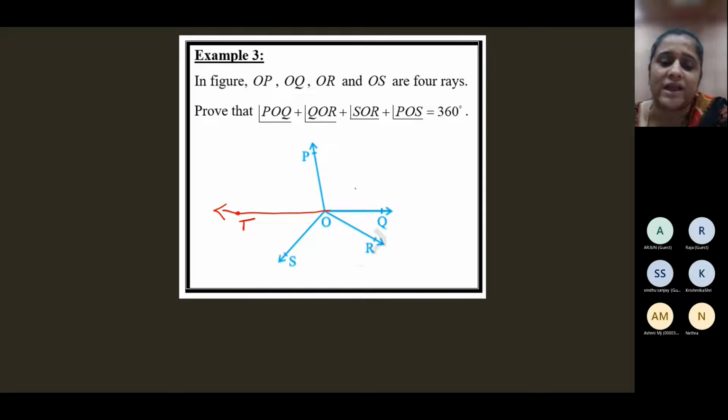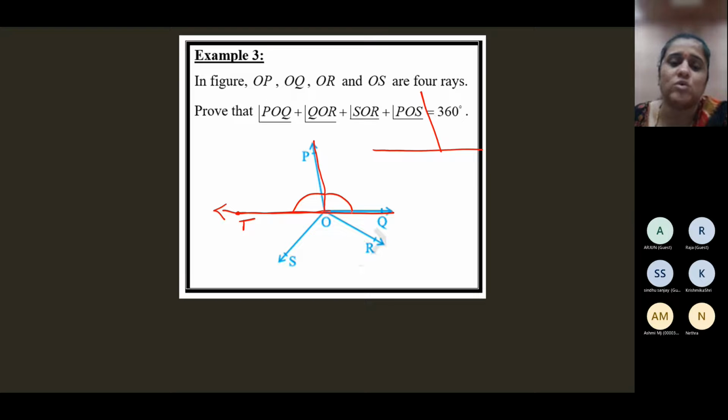Now TOQ is a straight line and ray OP stands on it. So the sum of these two angles is equal to 180 degrees, because we know that when a ray stands on a straight line, the sum of the two angles formed is equal to 180. You know how to name the angles, children. So this angle plus this angle is equal to 180.